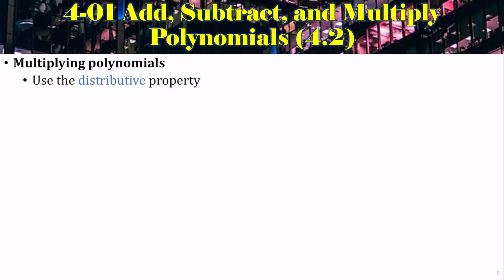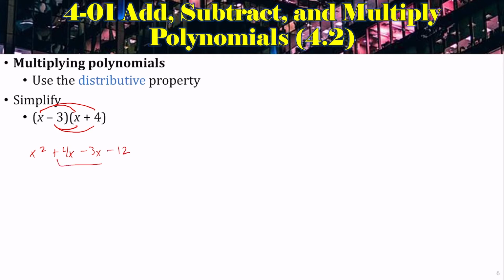Multiplying polynomials uses the distributive property. In other words, you multiply everything in the first group to everything in the second group. So I'm going to take the x and multiply it by everything. So I'll have x times x, x times 4. Then I'm going to multiply the negative 3 times everything. So negative 3 times x, negative 3 times 4. Then I can combine like terms. 4x and negative 3x is 1x.